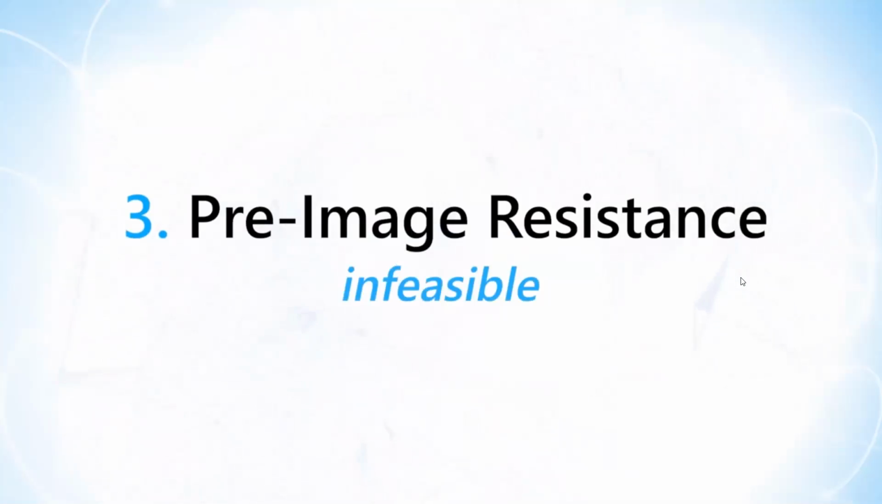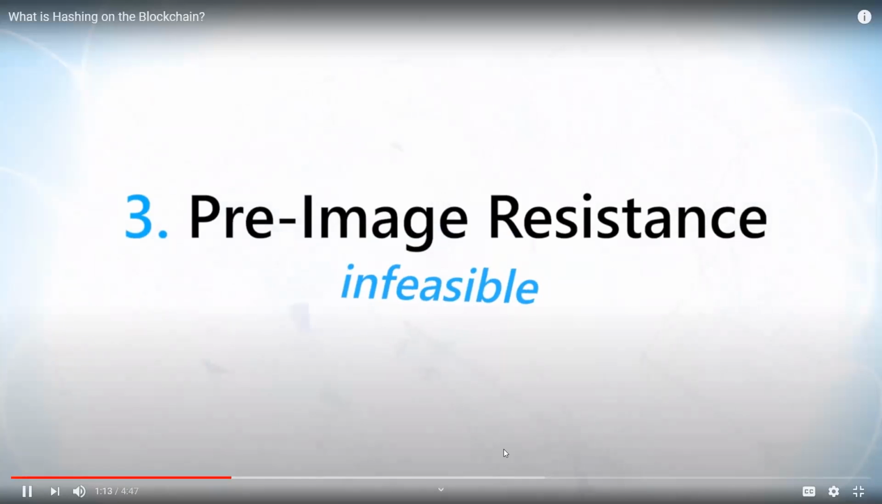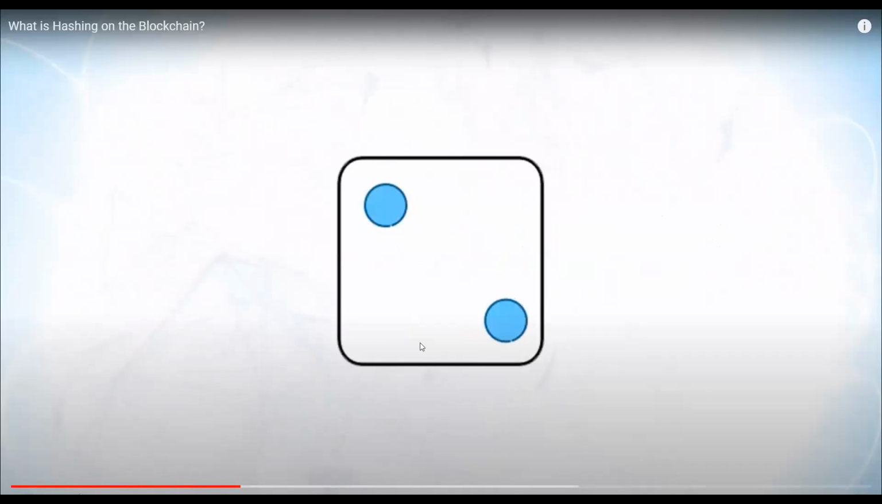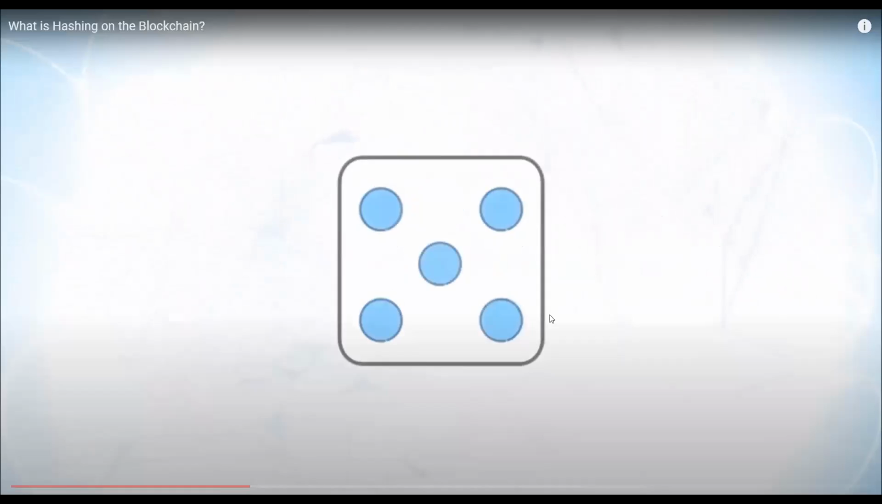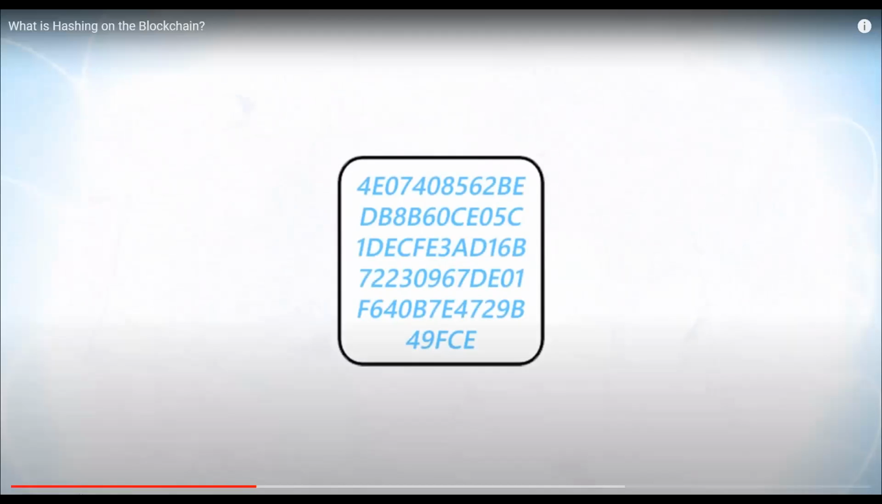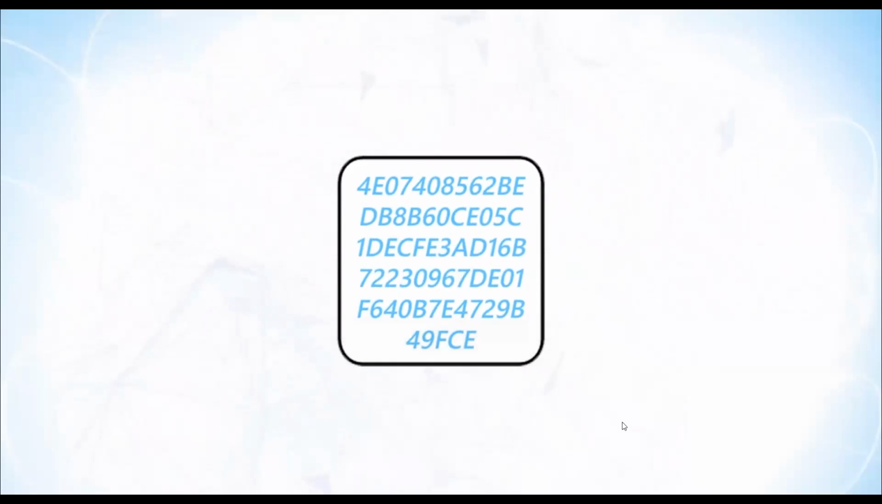Based on the output hash. Notice the use of the word infeasible instead of impossible. For example, suppose you're rolling a die. Instead of getting a specific number between 1 and 6 when you roll, you instead get a hash value that corresponds to a specific number between 1 and 6. How will you be able to determine what the original number was?